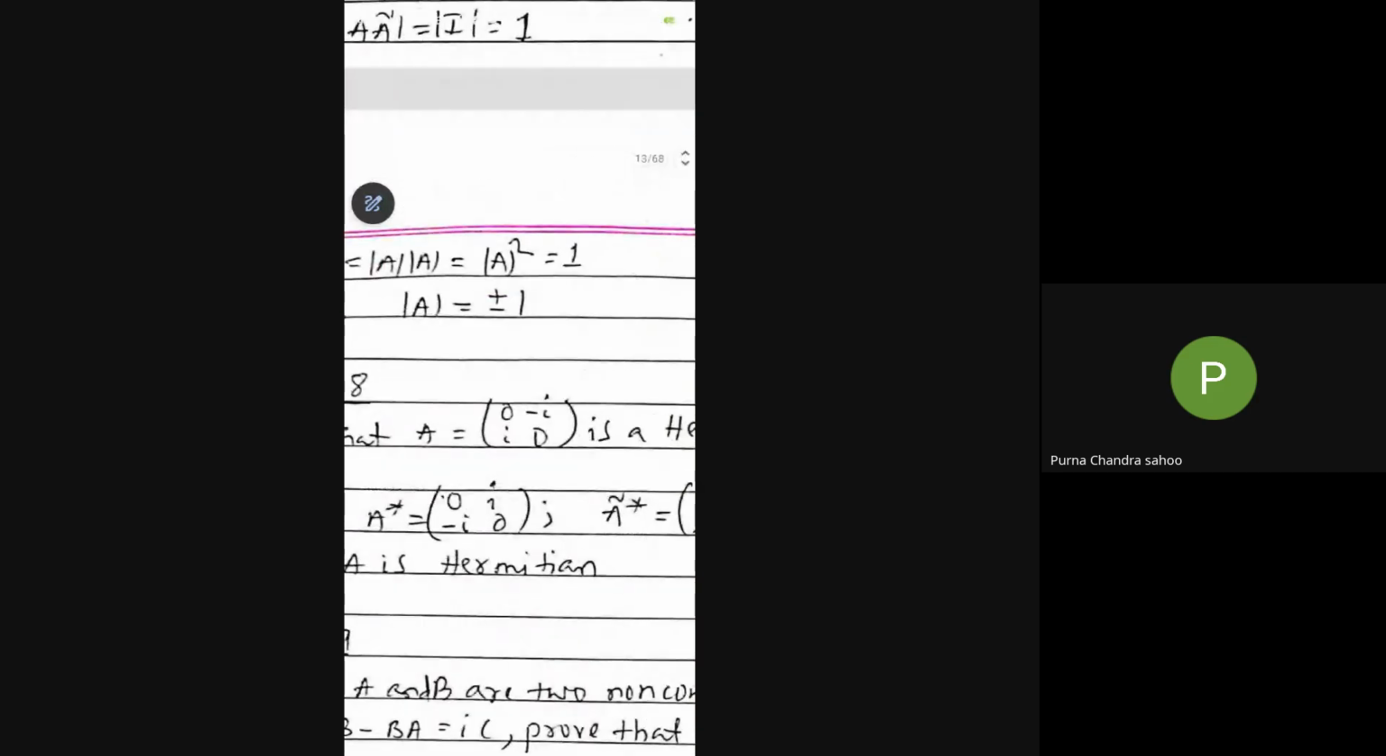Let us have an example. A is equal to [0, -i; i, 0]. So your A star is equal to [0, i; -i, 0], which I was telling you. Then the complex conjugate, and its transpose will be [0, -i; i, 0]. So you see that A is equal to its transpose. Okay, this is equal to this. So A dagger is equal to A, hence it is Hermitian.